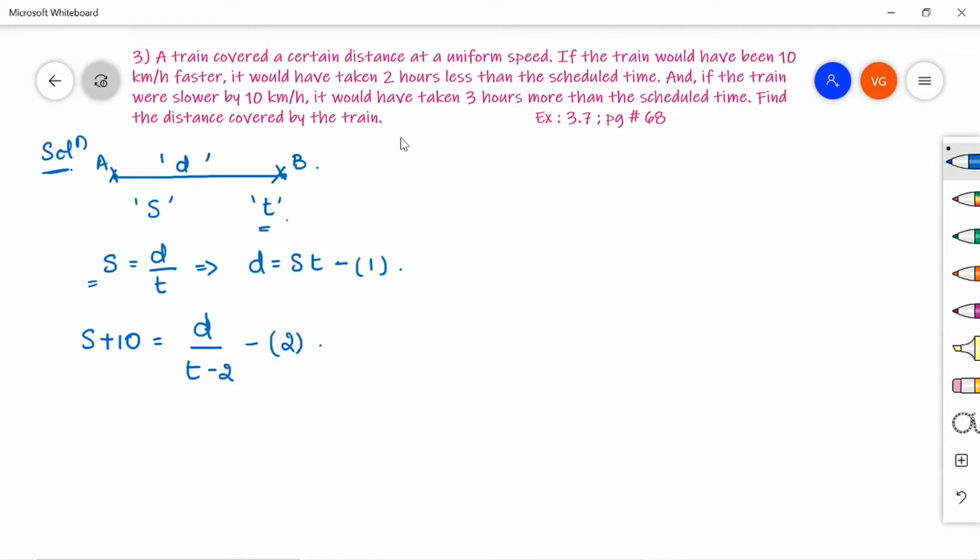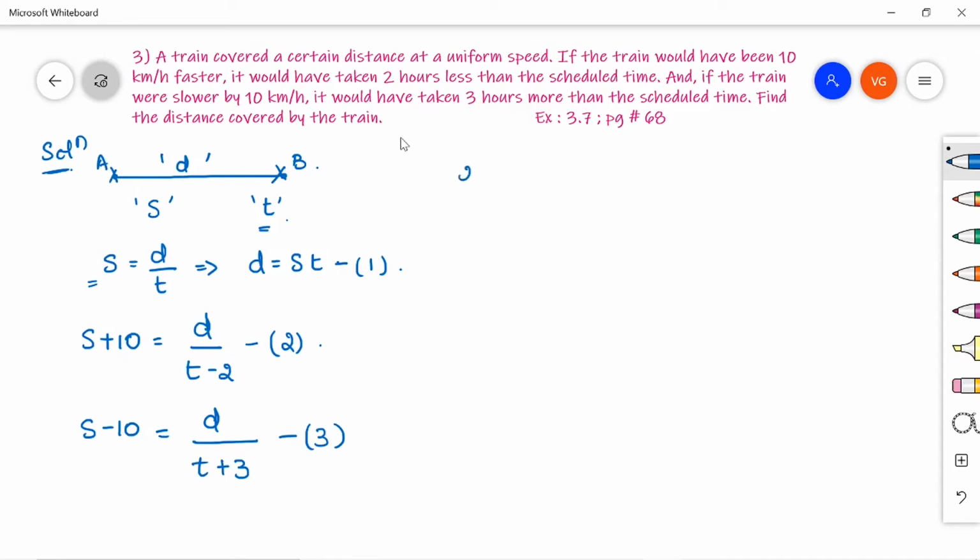Then what is the third condition they are telling? If the train is slower by 10 km per hour, that is the speed is reduced by 10 km per hour, same distance. If the train is going slower, then it will take more time. How much more time? 3 hours. So t plus 3. This is my third equation, right? So s minus 10 is equal to d divided by t plus 3.